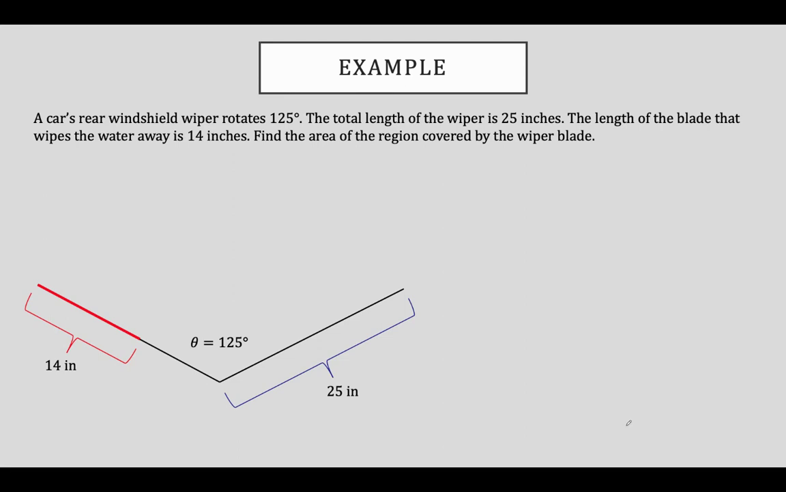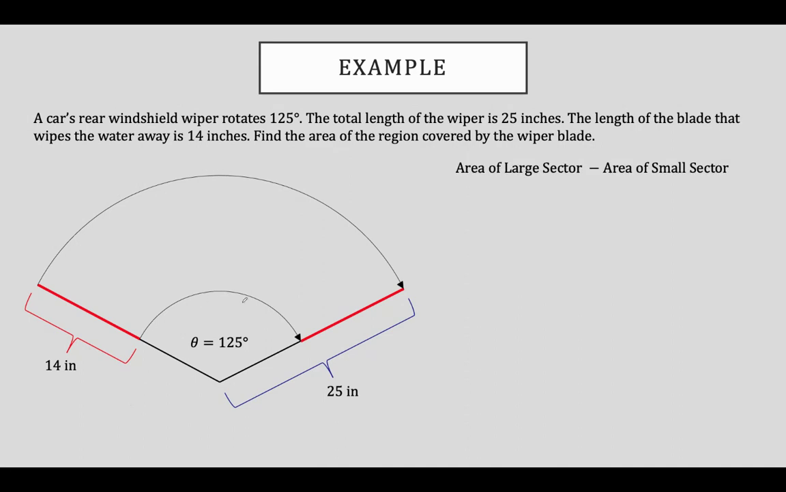A car's rear windshield wiper rotates 125 degrees. The total length of the wiper is 25 inches. The length of the blade that wipes the water away is 14 inches. Find the area of the region covered by the wiper blade. Okay, so here we have our total wiper length, and then the blade on the end is 14 inches. It sweeps back and forth through an angle of 125 degrees.